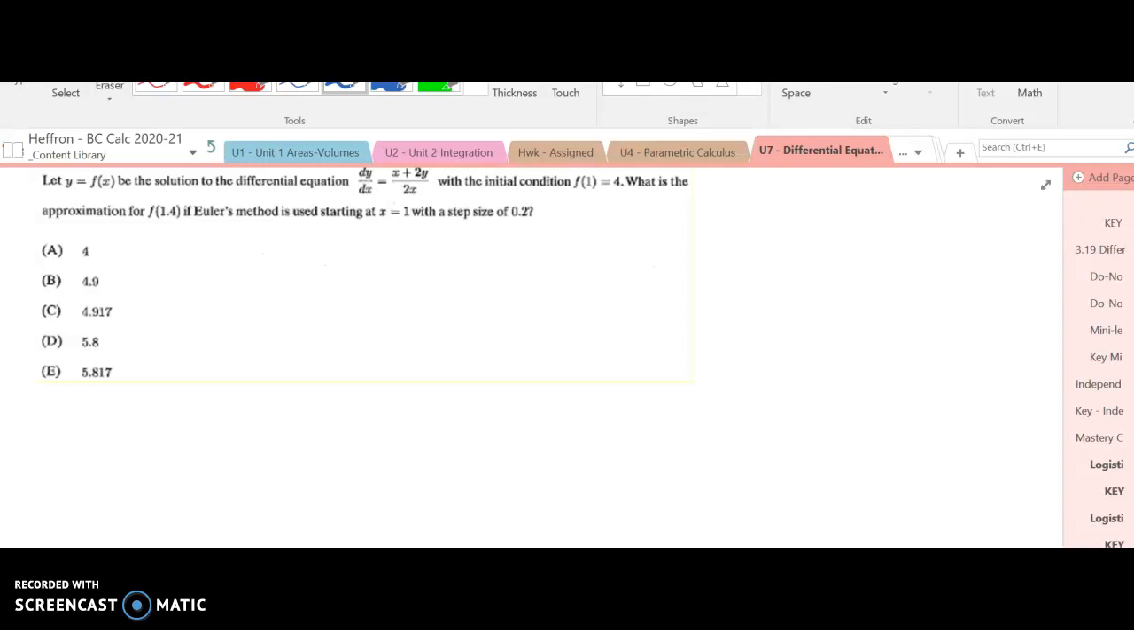In this question, you have been told to use Euler's method to approximate f of 1.4. So really they're saying, when x equals 1.4, what does y equal? So you're looking for that y coordinate. And they tell you that you have an initial condition of (1, 4). So that means we're here at (1, 4), and they tell us our dy/dx.